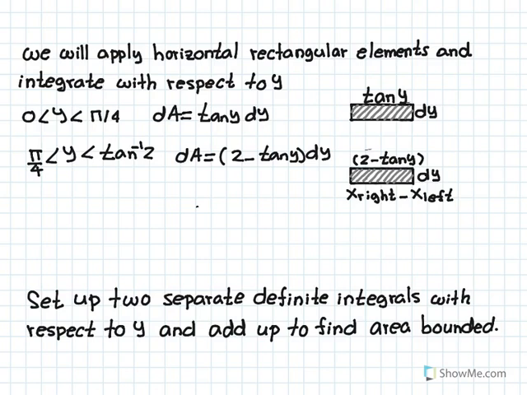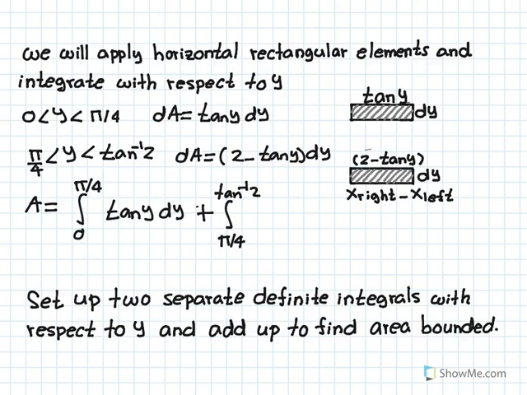All right, so now we can set up the integrals. So area is equal to the integral from 0 to pi over 4 of tangent y dy. That's the first integral. That represents the area of the first region, plus the integral from y equals pi over 4 to y equals tan⁻¹ of 2. These are y limits. Of 2 minus tan y dy.